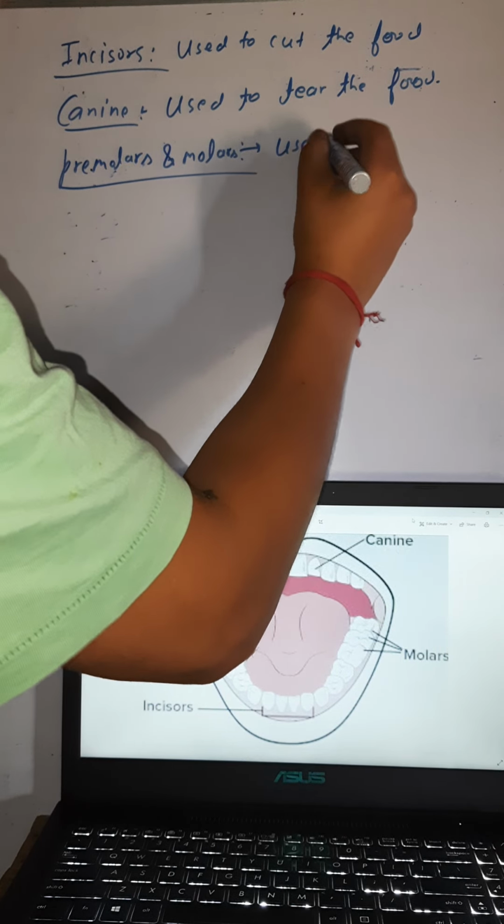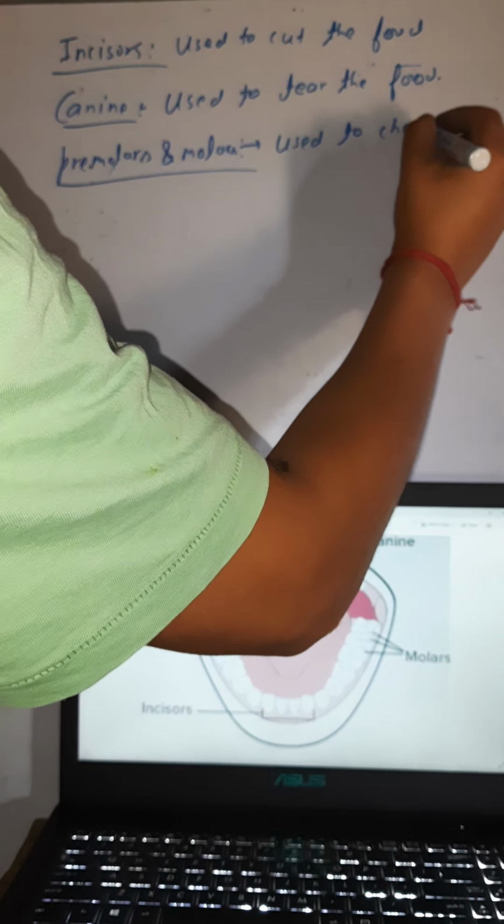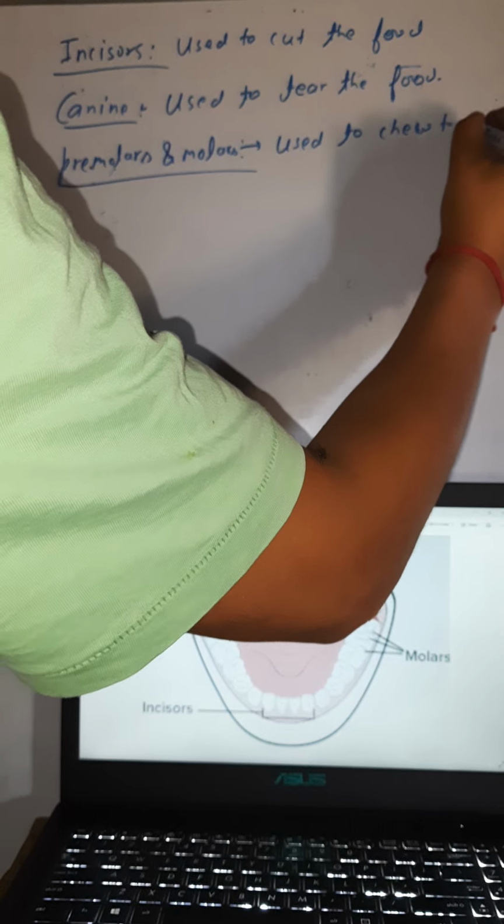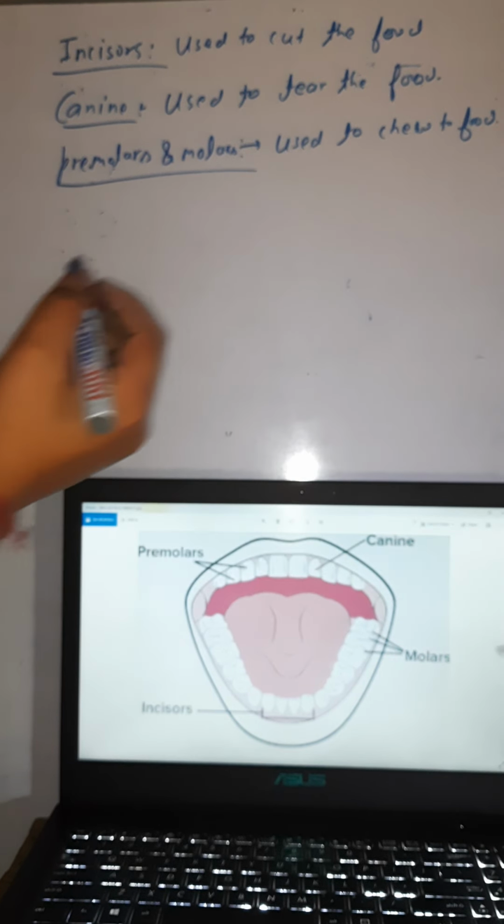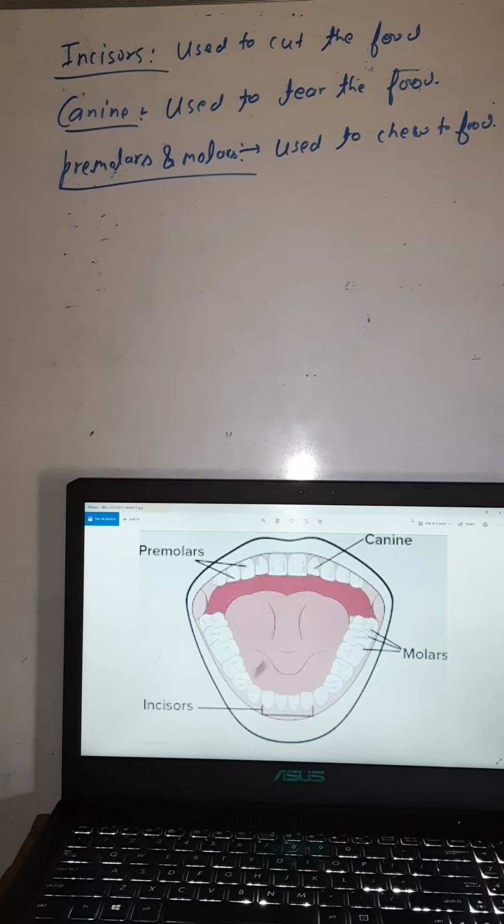Used to chew the food. So this is how the function again has been divided. Different sets of teeth have different types of function.